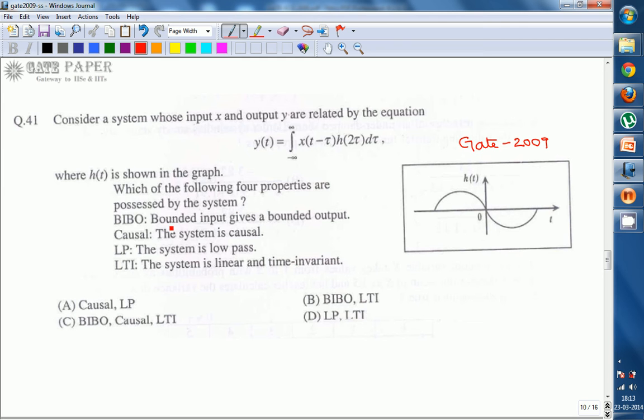BIBO stable, that is, bounded input gives bounded output. Causal, the system is causal. Low pass, the system is low pass. And LTI, the system is linear and time invariant.